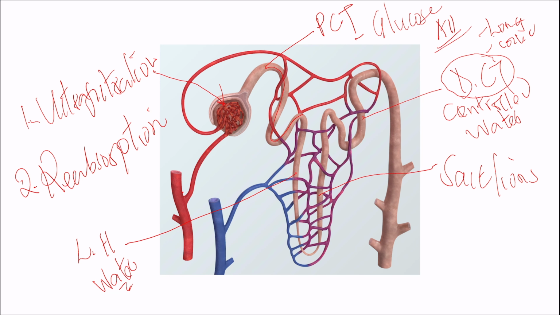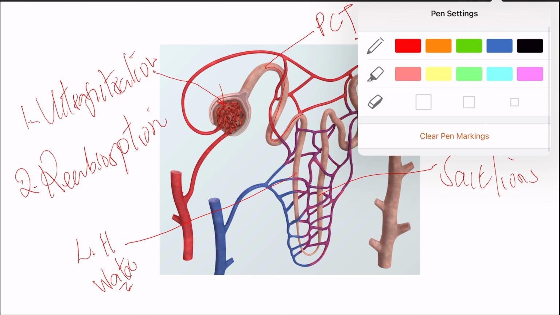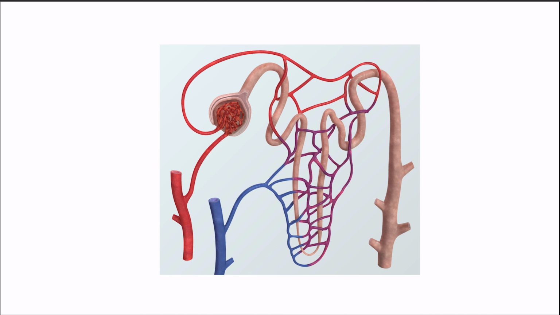Now, by the time we get to the distal convoluted tubule, water has been reabsorbed, all glucose has been reabsorbed, ions and salts have been reabsorbed, and if there were any other useful substances like the minerals, like the vitamins, they could have been absorbed, especially at the PCT, which means the filtrate that will be draining now to the collecting tubule will be having largely urea.